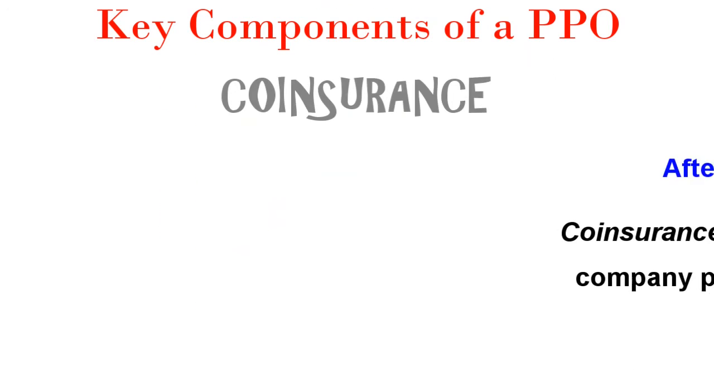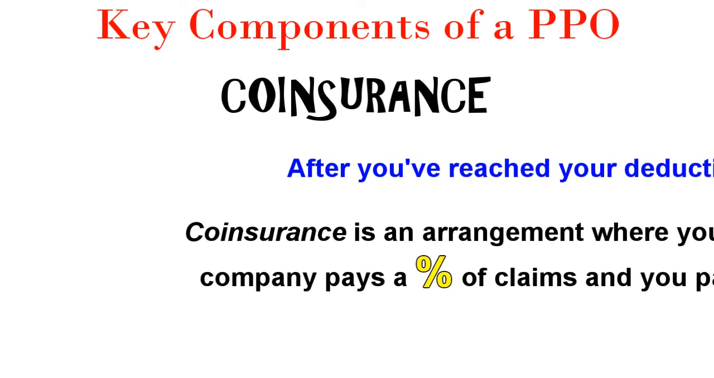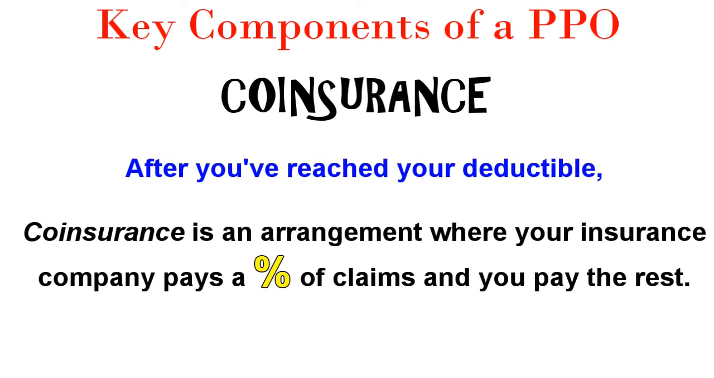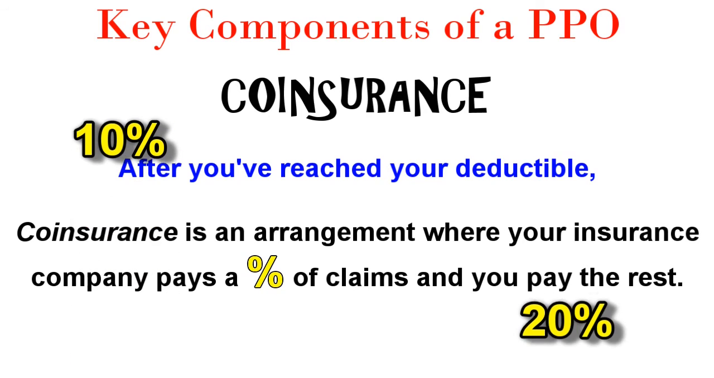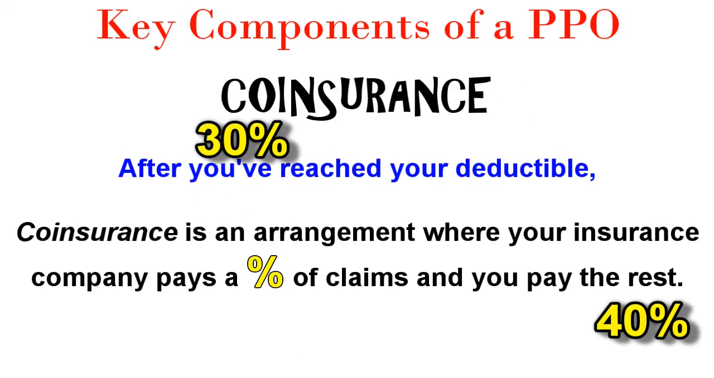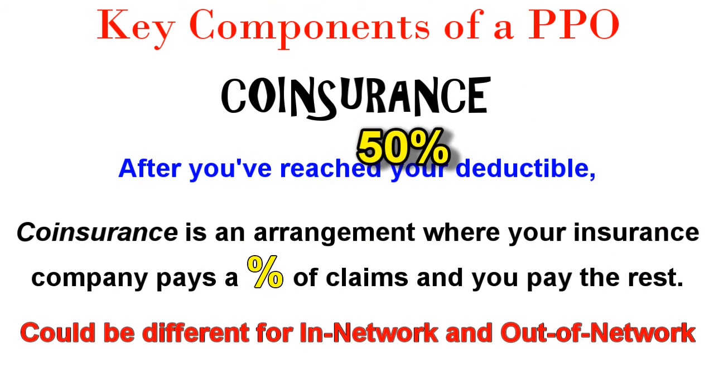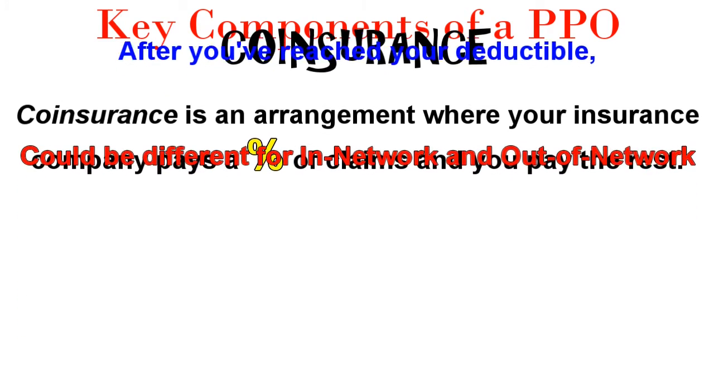After your deductible has been met, you typically will experience a coinsurance arrangement with your health insurance provider. This is simply a cost-sharing arrangement in which your health insurance provider pays a certain percentage of charges and you pay the rest. Similar to the deductible, coinsurance could be different for in-network and out-of-network providers.